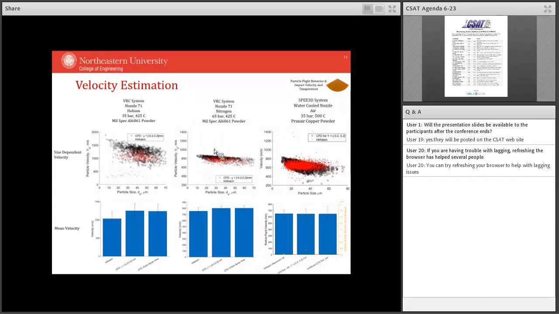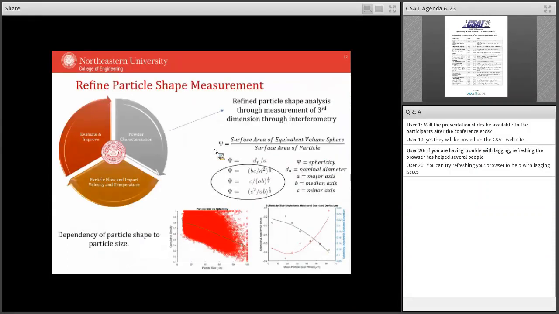So what this tells us is that we probably need to do a much better job measuring our particle shape distributions. So we'll go through this approach once or twice more and refine our measurement procedures so that we can fine-tune these CFD simulations.